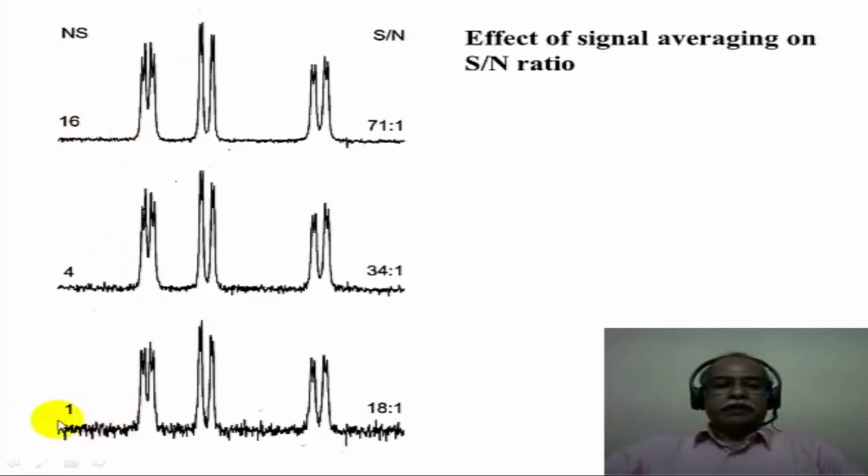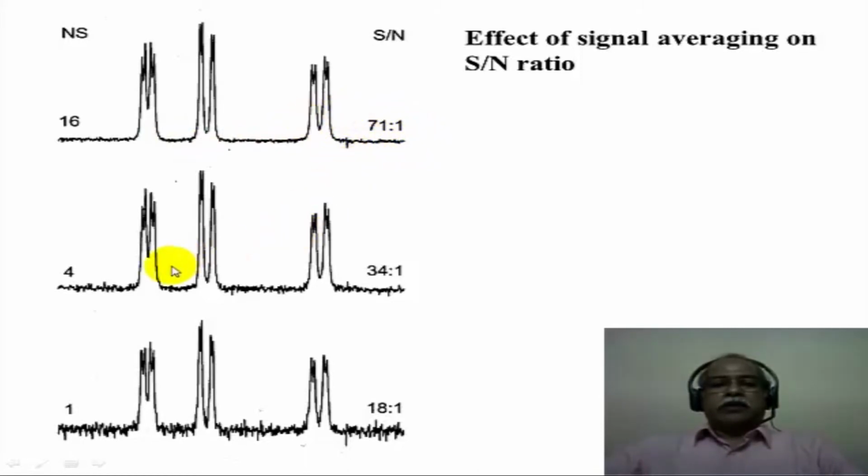You can see here this is a single scan spectrum. This is an average of 4 scans, and this is an average of 16 scans. So you can see in the baseline this is fairly noisy. The signal to noise ratio is 18:1. This is relatively better. The signal to noise ratio is 34:1, whereas this is the best spectrum among the three, in terms of this noise being very low. The signal to noise ratio is about 71:1.